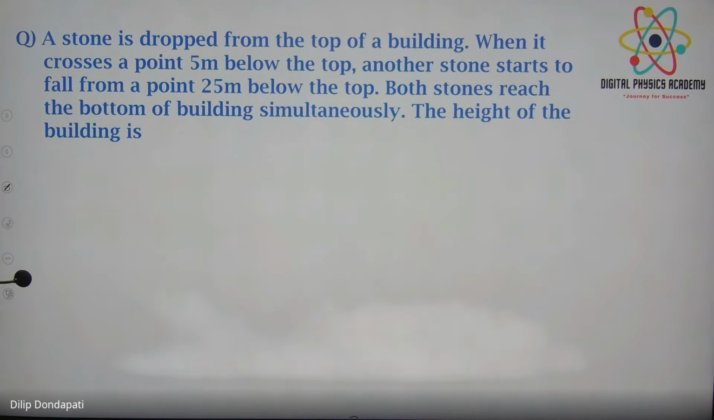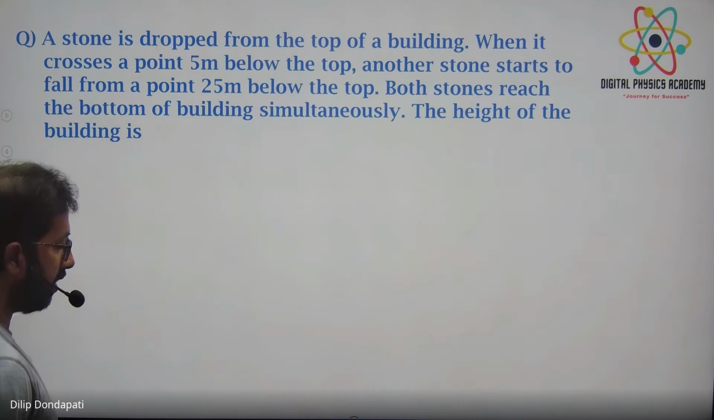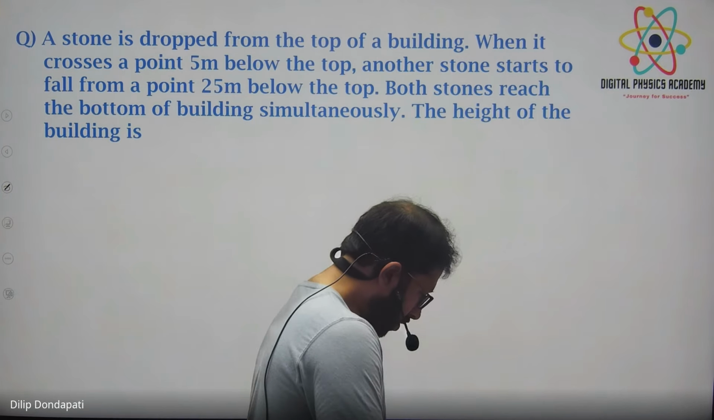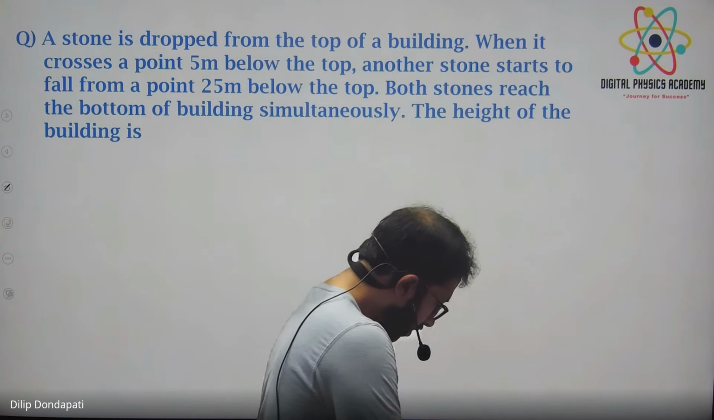A stone is dropped from the top of the building. When it crosses the point 5 meters below the top, another stone starts to fall from a point 25 meters below the top. Both stones reach the bottom of the building simultaneously. The height of the building is how much? Draw a diagram, use whatever you want and solve. I'll give options.